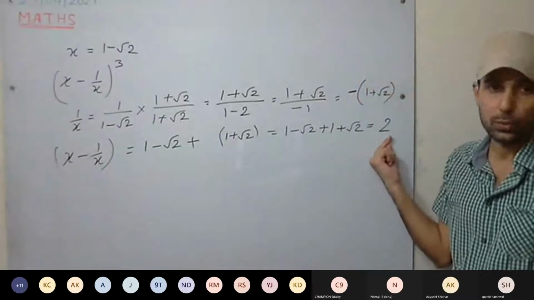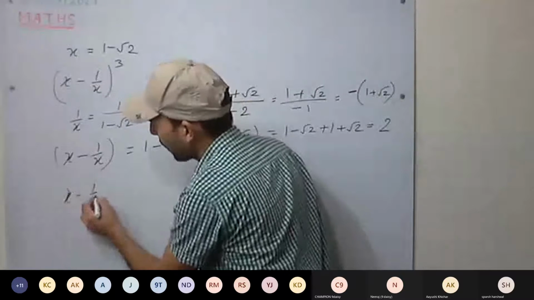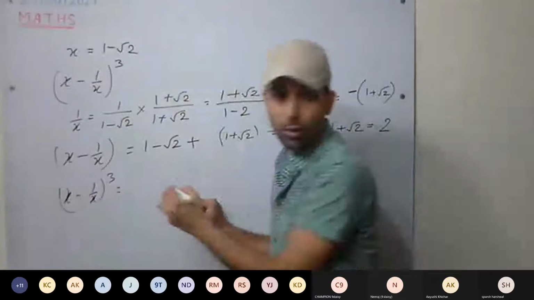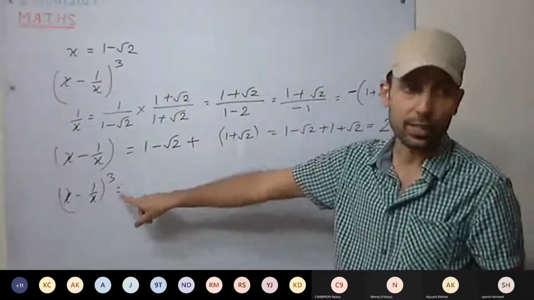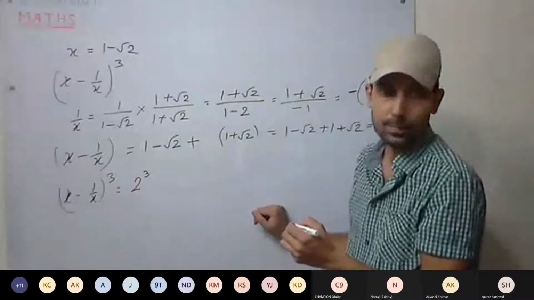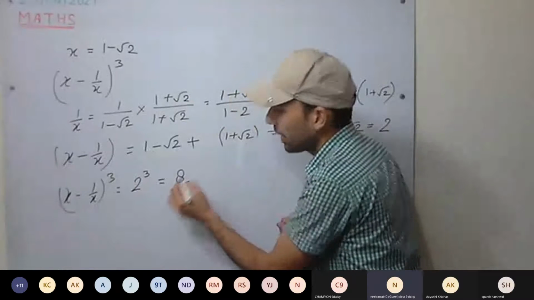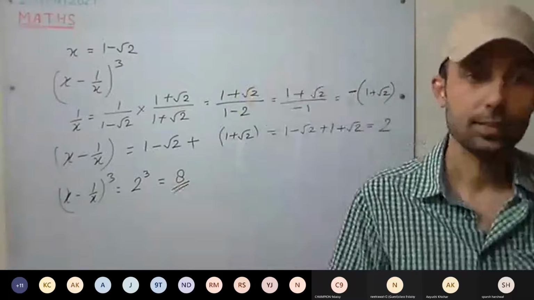Its value is 2. Now its cube we have to take. X minus 1 upon x, the whole cube. Its value will be 2 cube. So 2 cube equals 8. 8. Understood? Yes, sir.